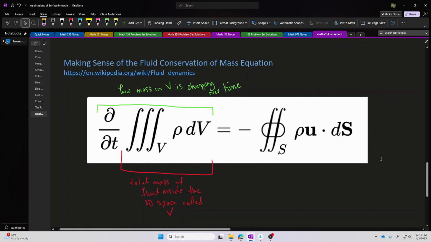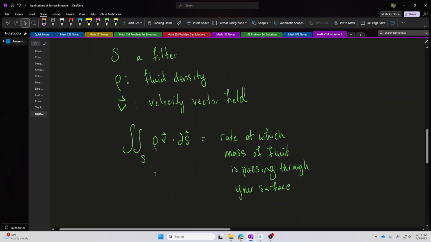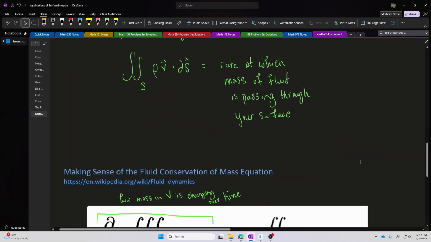Now let's cut over to the right-hand side of this same equation. Here we see the notation that's used to represent surface integrals. In particular, we have a surface integral of density, rho, times the velocity of the fluid. So this is exactly what we just wrote down earlier in this lesson, the surface integral of fluid density times velocity. We remember that what this means is the rate at which the mass of fluid is passing through the surface.